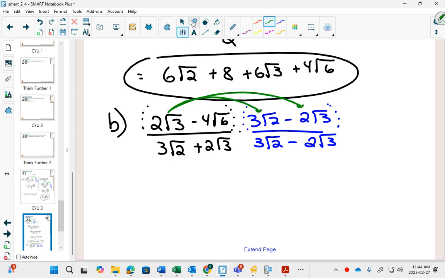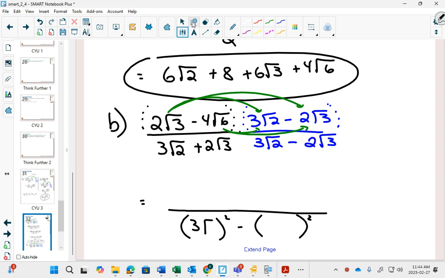Lots of mental math happening. And the bottom is a difference of squares. So I can write it as a difference of squares. It's going to be 3 root 2 squared minus 2 root 3 squared. Okay, so on the top, first arrows, 2 times 3 is 6. Root 3 times root 2, root 6.